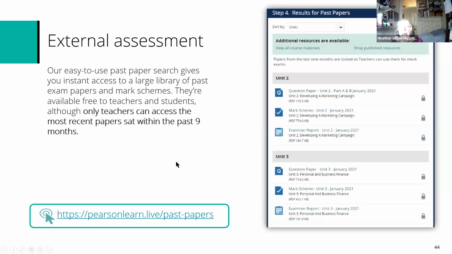External assessment. Our easy-to-use past paper search gives you instant access to a large library of past exam papers and mark schemes. They're available free to teachers and students. Only you can access the most recent papers sat within the last 9 months, and they're the best ones to use. So please do use them.